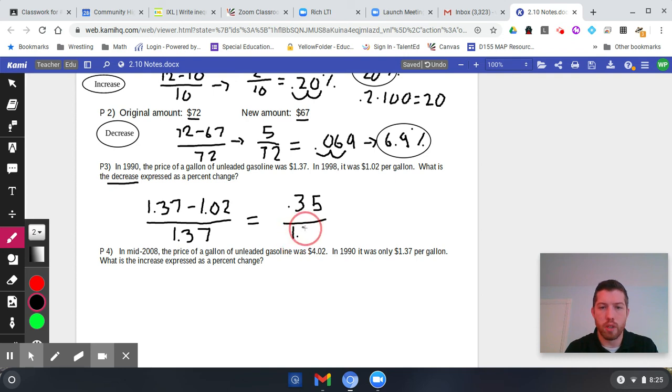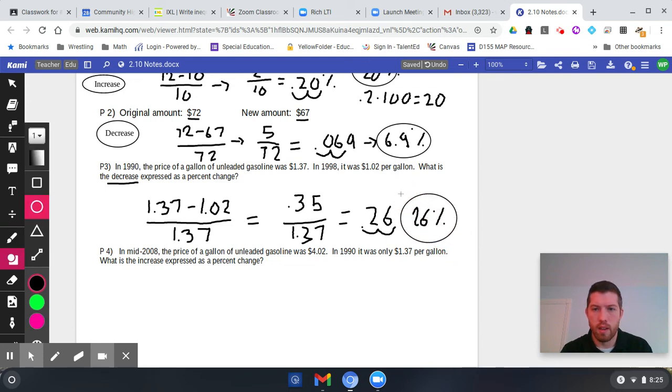So now what was the percent change of this decrease? Well, let's find out. We do 0.37 divided by $1.37. That gives you 0.27, which I round up. And then we're going to go ahead and move this decimal spot twice. 1, 2. And we get a 26% decrease. There you go.